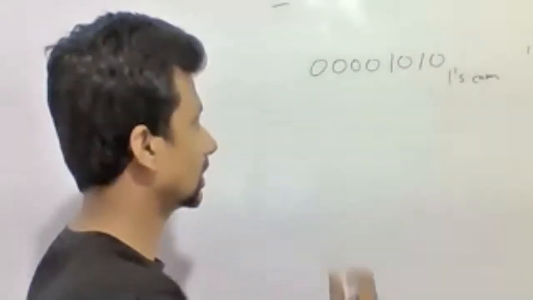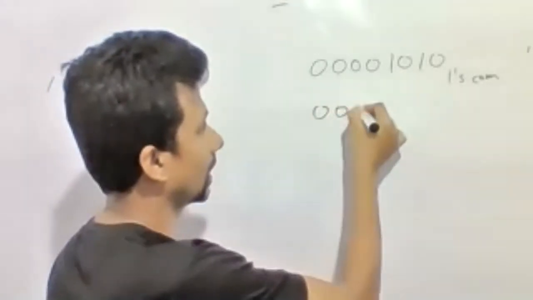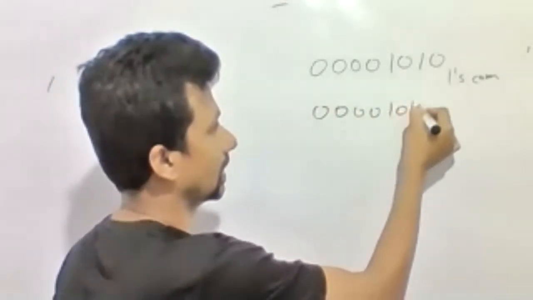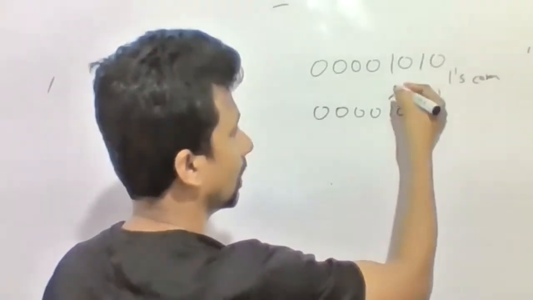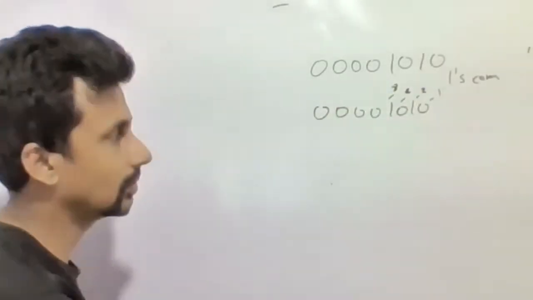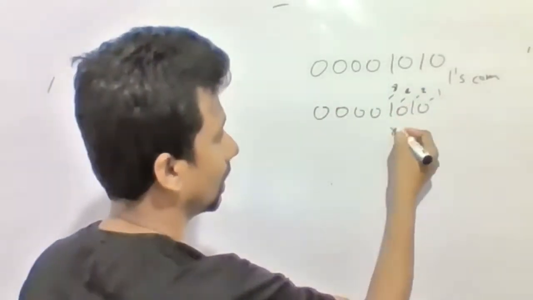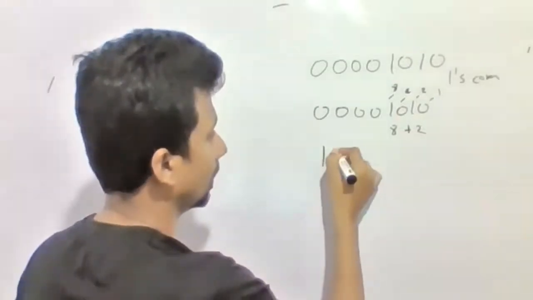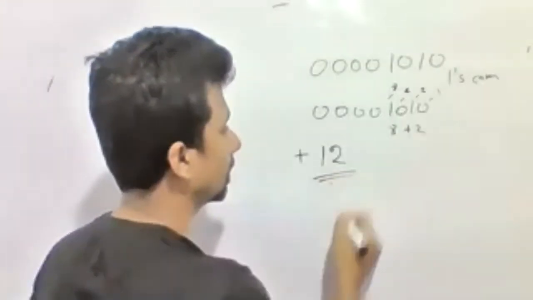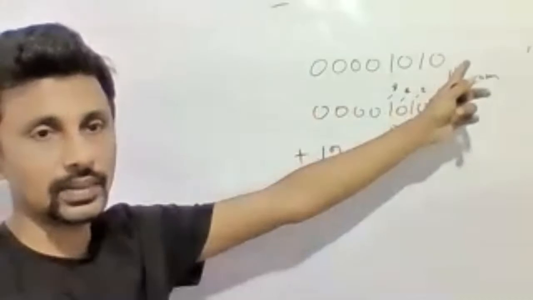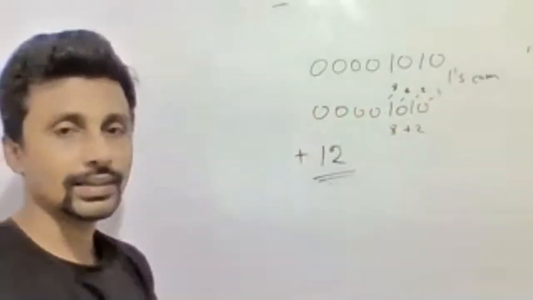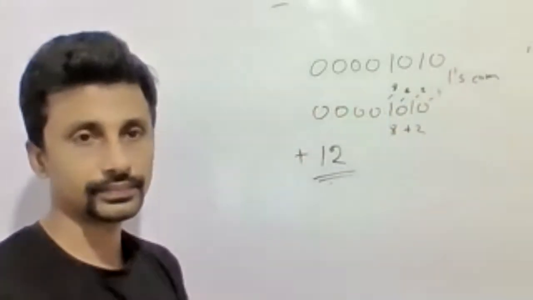You know how to convert to decimal? When we get a binary value like this, we put powers of 2, like 1, 2, 4, 8, and you add them together. So here you get 8 plus 2, so 10. So this is positive, in one's complement. When you convert it, you are getting positive 10.